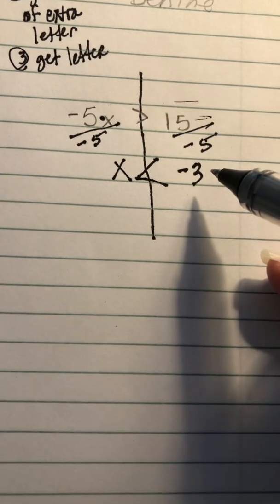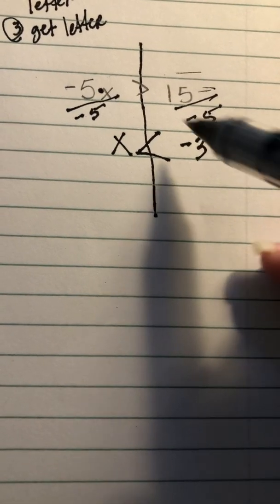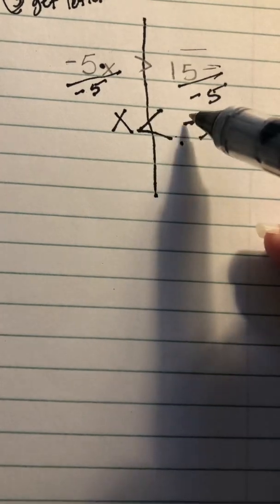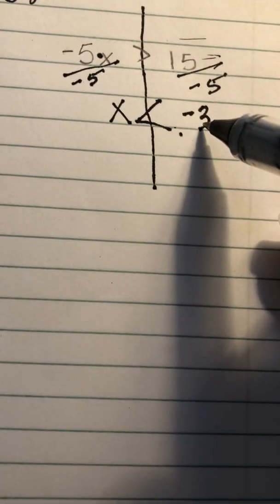Only difference in solving inequalities is that if you divide by a negative number or multiply by a negative number, you have to flip the inequality the opposite direction. So this is saying x is smaller than negative 3, all the values of x.